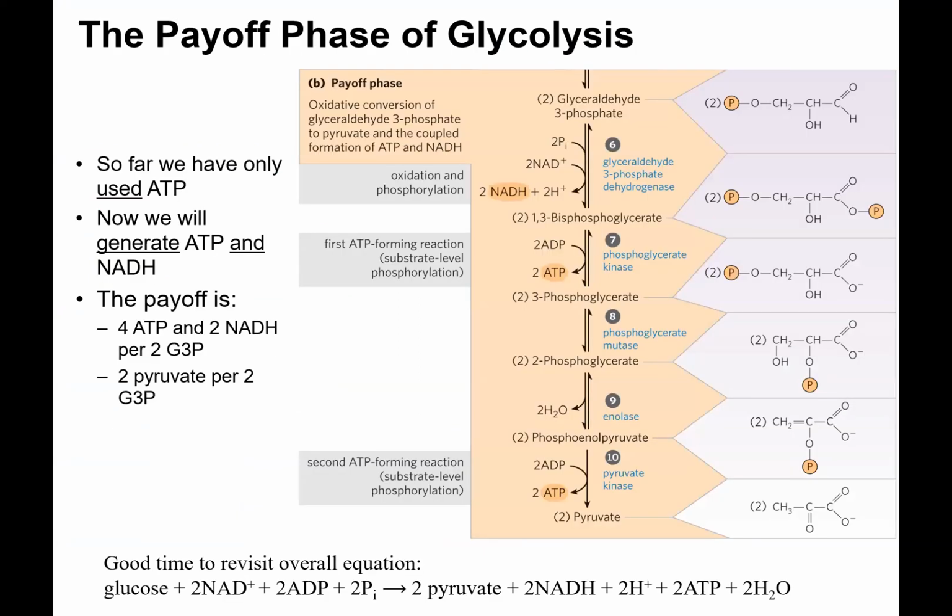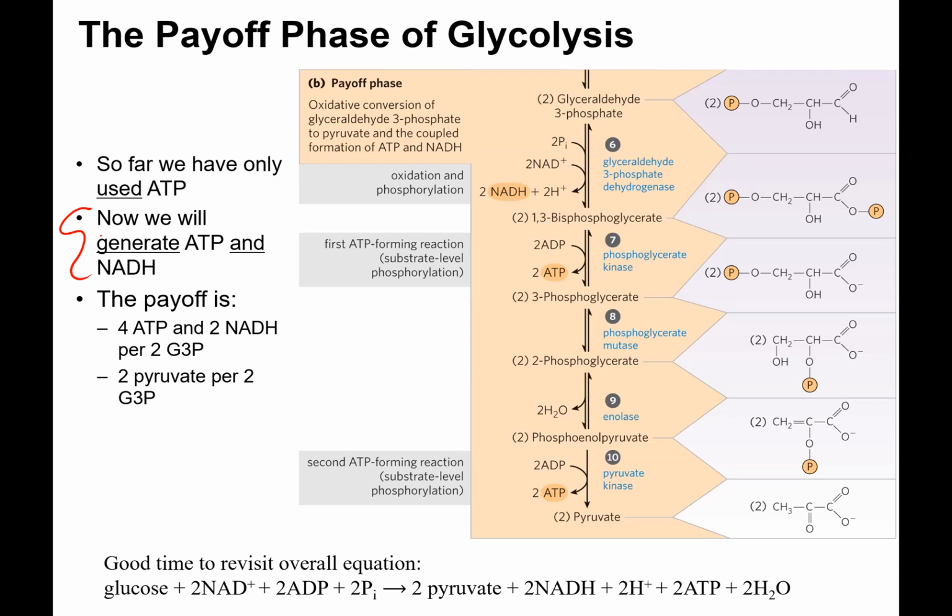Okay, so just taking a big picture view at the payoff phase. So far, we've used ATP, right? Now we're going to make ATP and NADH. So we're going to look at the chemical process behind that. The other thing to keep in mind, and this can be a little confusing, is even though we're treating each one of these reactions individually, everything is ×2, right?